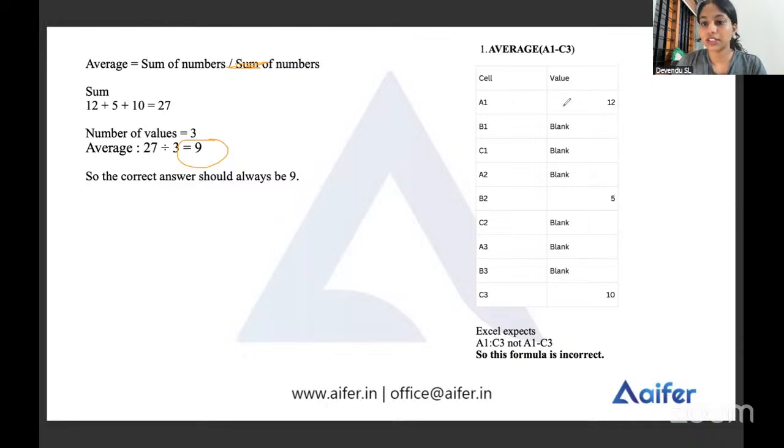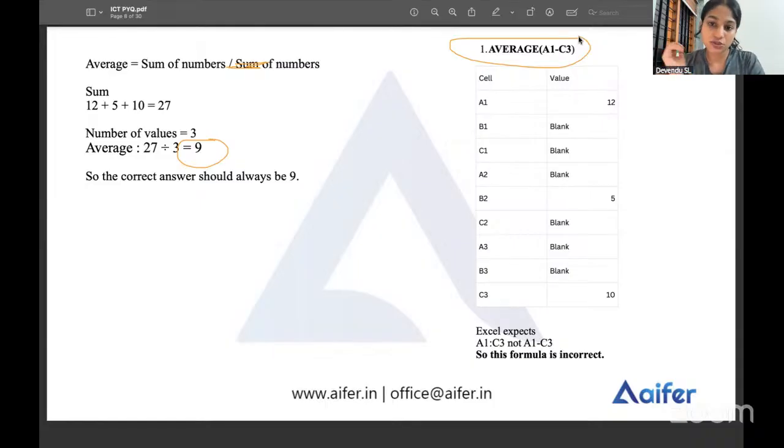So for the first formula, they have given AVERAGE A1 to C3. Average A1 to C3 is the first formula they have given. For that, we have to look at whether this formula is correct or incorrect. What does this AVERAGE A1 to C3 mean?